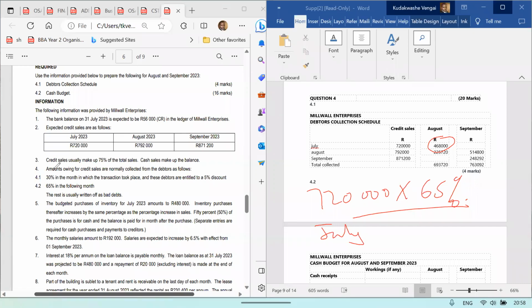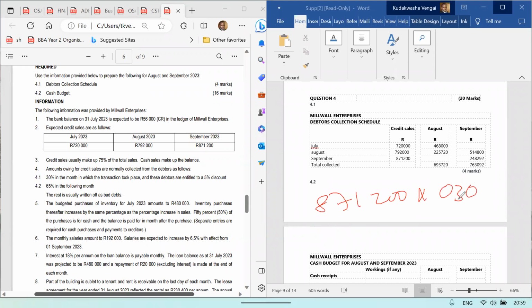Okay. The one for September, the 248,292, is 871,200 multiplied by 30%, right? And then minus the 5%, because remember there's the 5% there. So our initial answer, which is 871,200 multiplied by 30%, is 261,360. We multiply that by 5% and then we subtract, and we end up with 248,292. Thank you. All right.